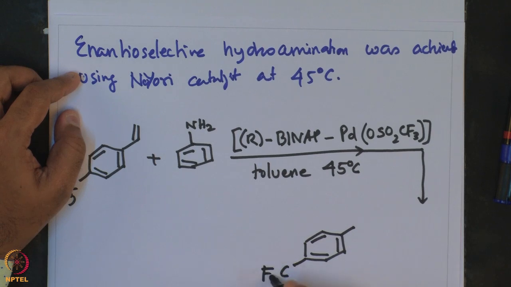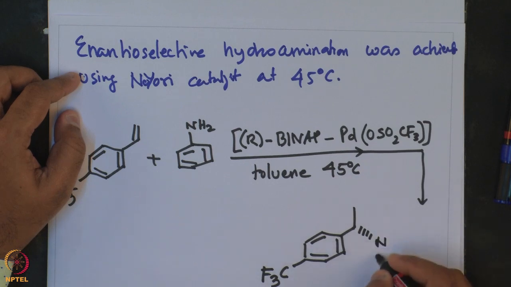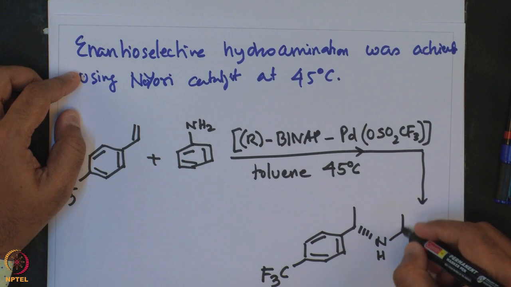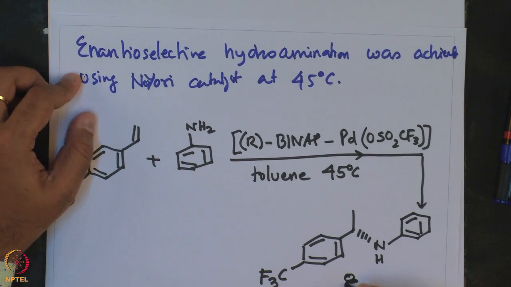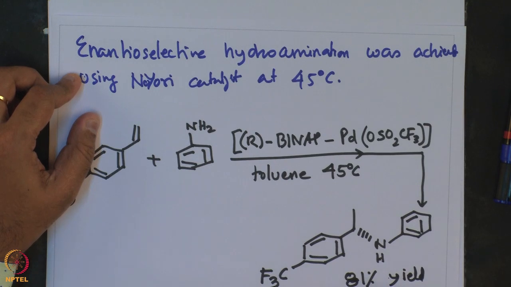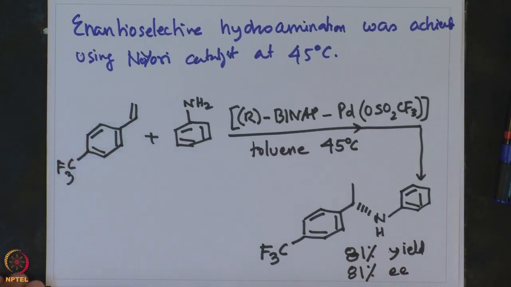CF3, NH, Ph, in high yield, 81% yield and high EE, 81% in enantiomeric excess. So, this is indeed a breakthrough in which this hydroamination reaction has been performed in an enantioselective fashion, and that too at very mild condition of 45 degree centigrade.